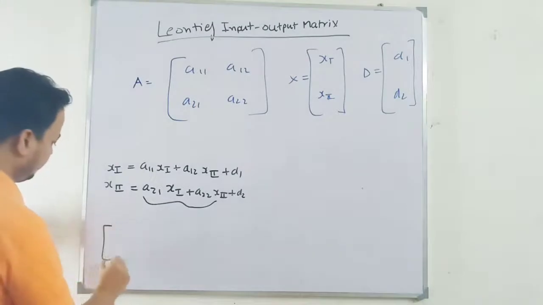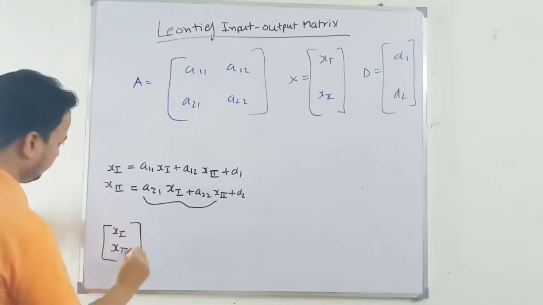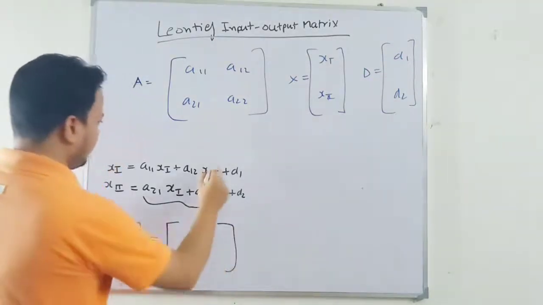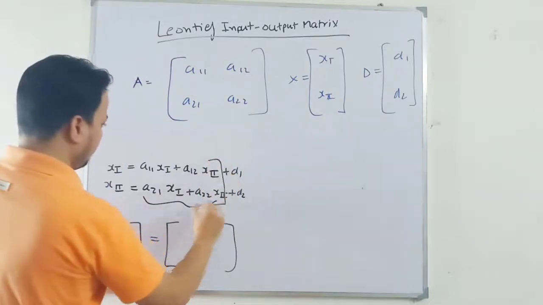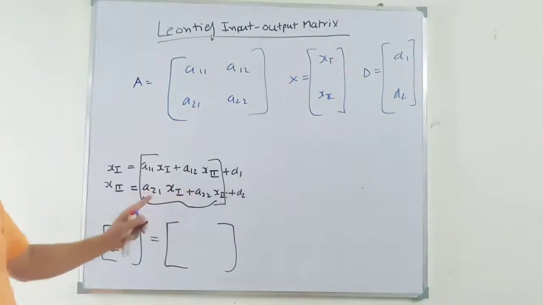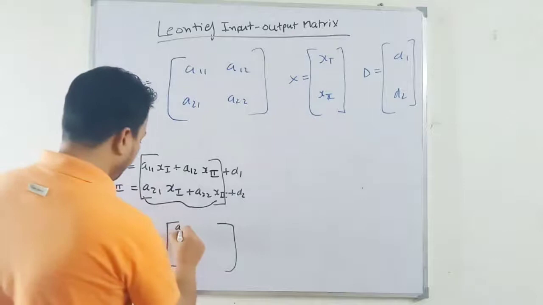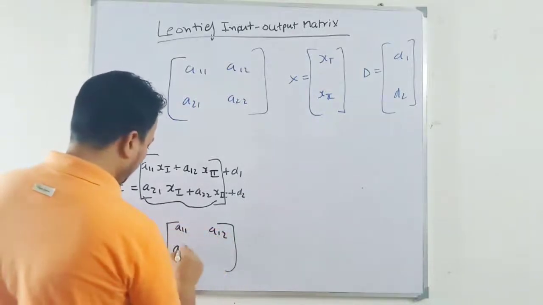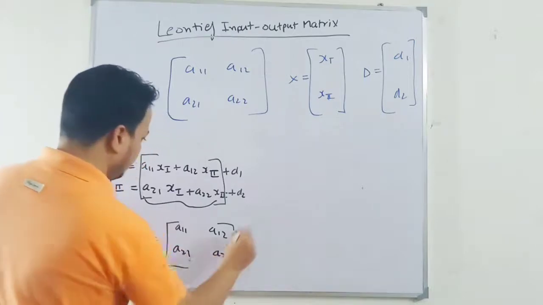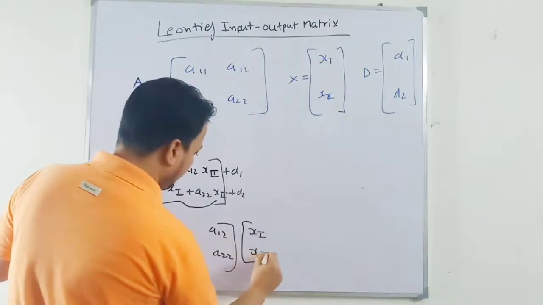So this will be x1, x2 equal. Just see this part. This part, I want to write these two equations in matrix form. So this will be A11 A12 A21 A22. And this will be x1, the total output of industry 1, and x2, total output of industry 2.